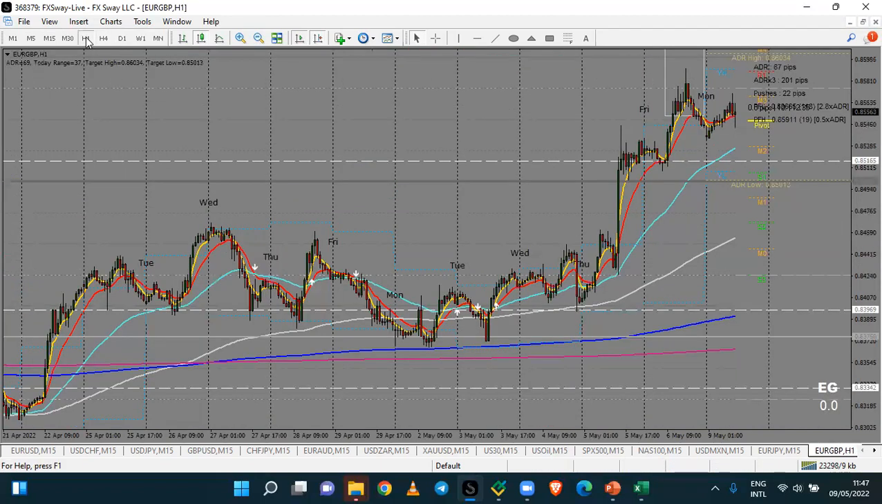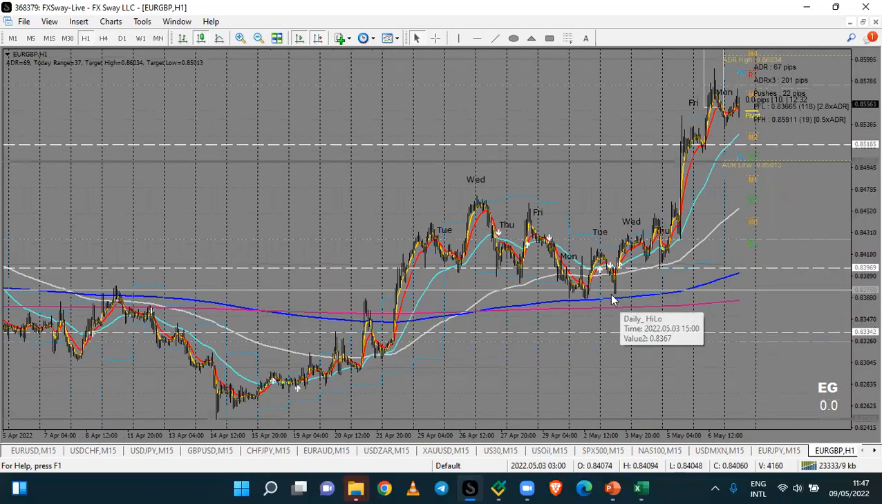When you go to the hour one, we had a peak reset here. So this is the last peak that was formed. Our ADR is 67 pips. So we look at if it has completed the 3 times ADR.